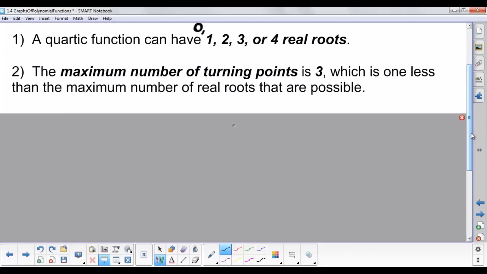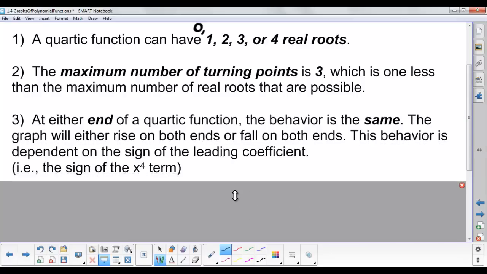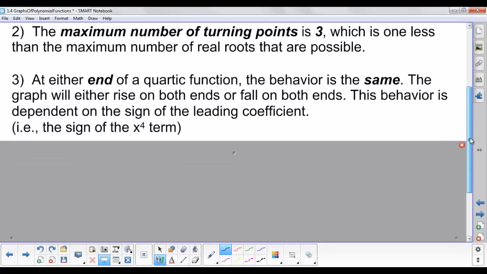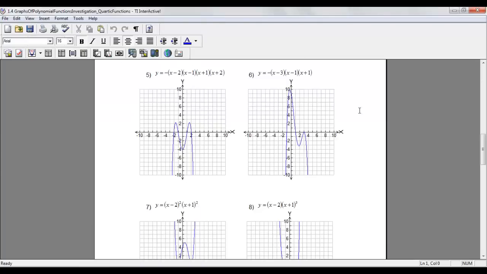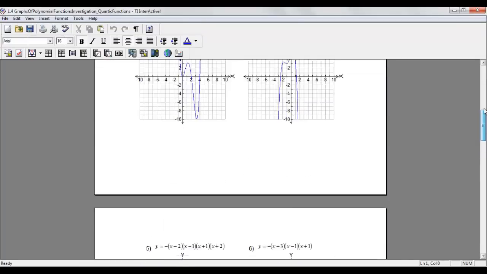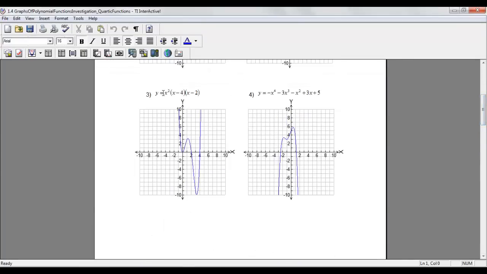I already mentioned what the end behavior for a quartic looks like. Both ends end up doing the same thing. They either both rise towards positive infinity or both fall towards negative infinity. And this happens, again, based on what the leading coefficient is. If we go back to our graphs, for example, in example 3, we have a positive leading coefficient, so both ends rise. In example 4, we have a negative leading coefficient, so both ends fall.